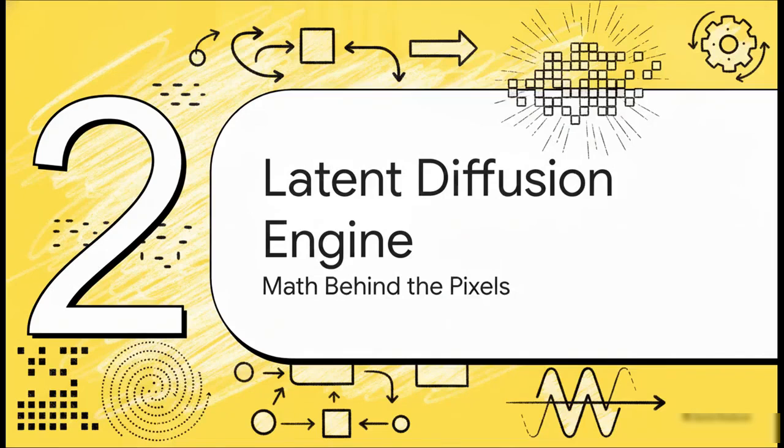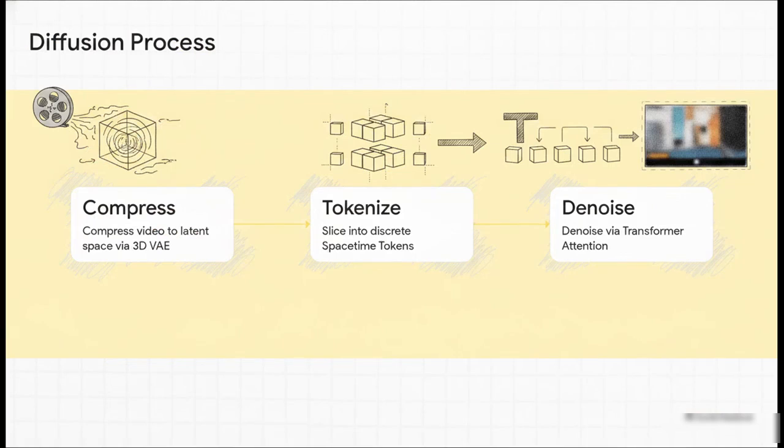Moving on to Section 2, the Latent Diffusion Engine. Let's look under the hood at the foundational math that's actually generating the pixels. Think of this engine like a system that's slowly revealing a perfectly coherent movie out of pure static. Step 1 is compression. Using a 3D variational autoencoder, it squeezes the video down into a highly compressed latent space. Step 2, it slices that space into discrete little blocks called spacetime tokens. Finally, in Step 3, a transformer steps in to slowly denoise those tokens, step by step, referencing the other tokens to figure out what the video is actually supposed to look like.